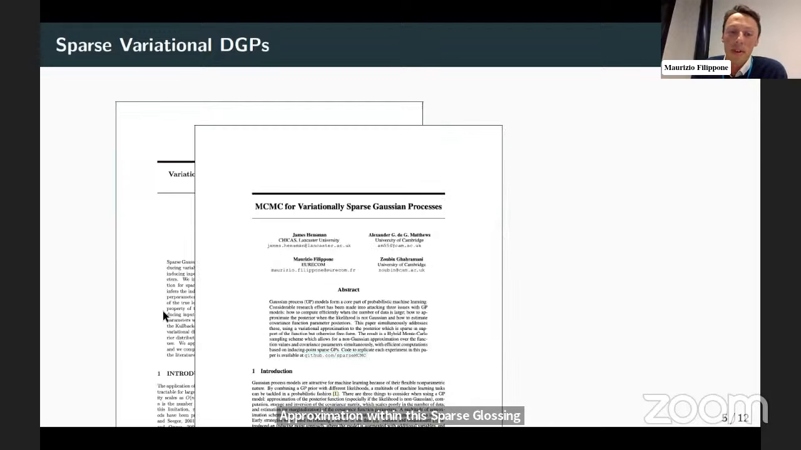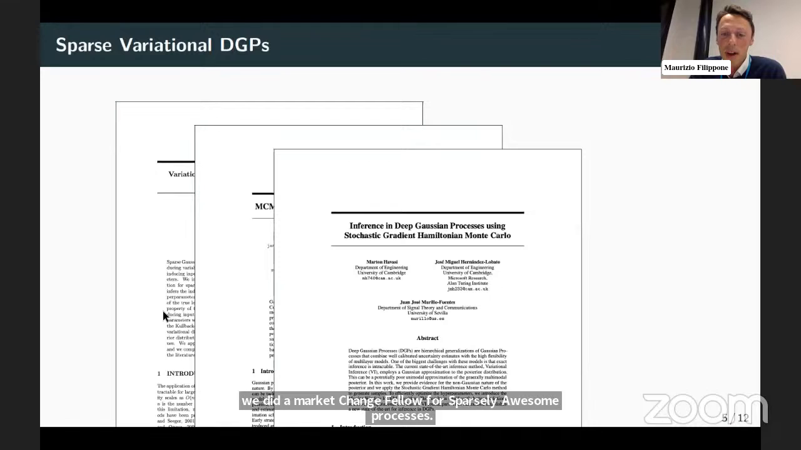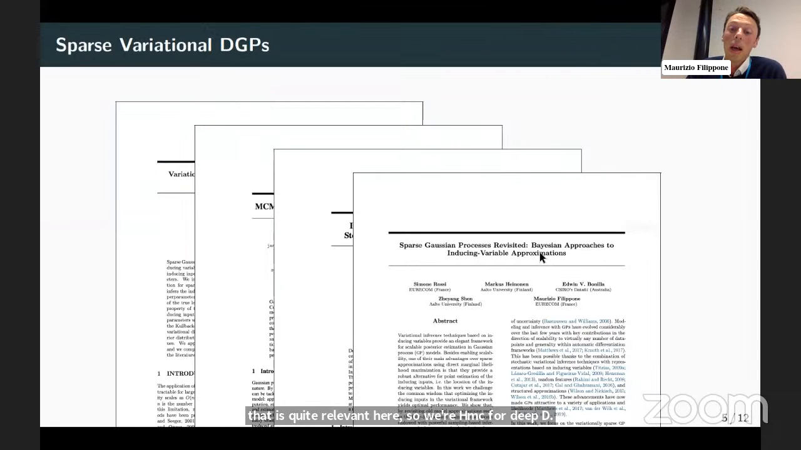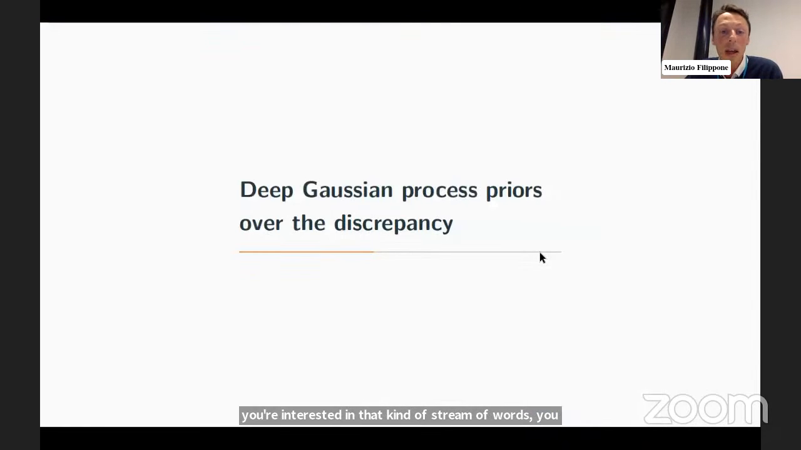So there has been a lot of work that happened after that. We did Markov chain Monte Carlo for sparse Gaussian processes, so I was involved in these developments as well. This is also some work that is quite relevant here: stochastic gradient HMC for deep Gaussian processes approximated with these inducing points. And also recently we took it to the next level and did Markov chain Monte Carlo of every possible parameter in this approximation. And this is AISTATS this year. So if you're interested in that stream of work, these are probably good references to look at.